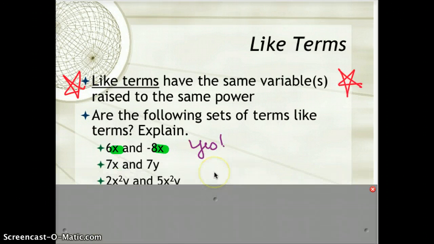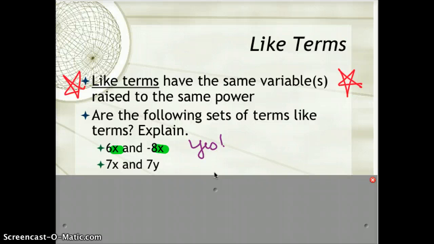The next one, 7x and 7y. If we look here, this one has the variable x, this one has the variable y, so they are not like terms.